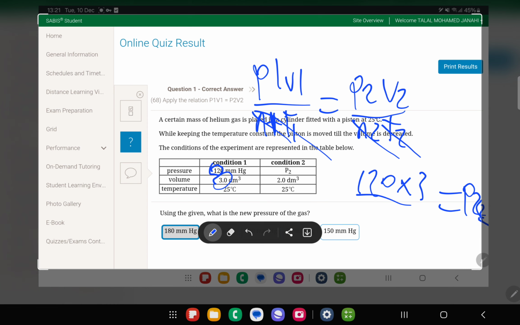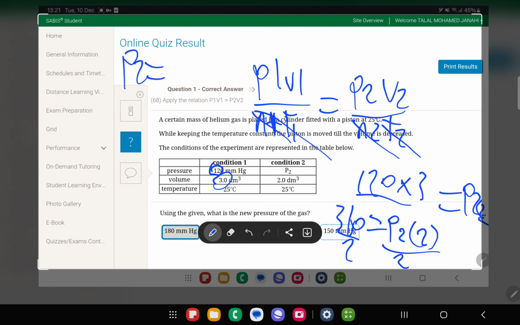Okay, so 120 times 3 is 360 equals P2 times 2. Now, since we're trying to find P2, we can consider it as X. We just divide by 2 here, divide by 2 here. So P2 is equal to 180. Okay, and yes, we have 180 here. That's it.